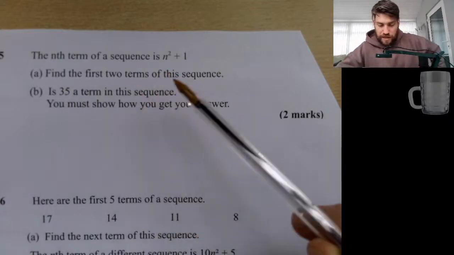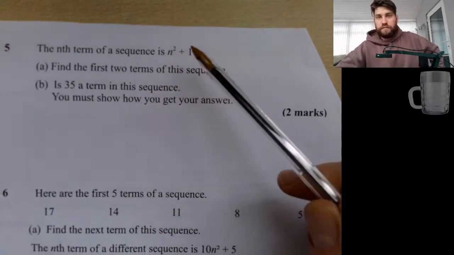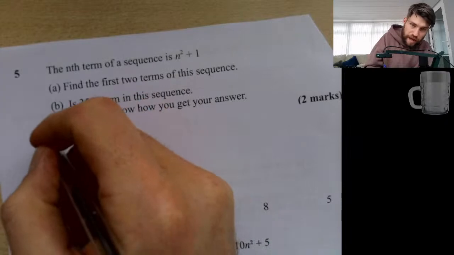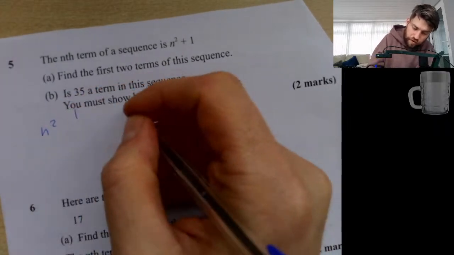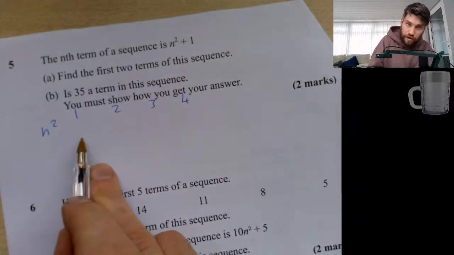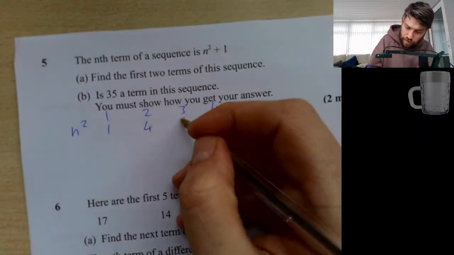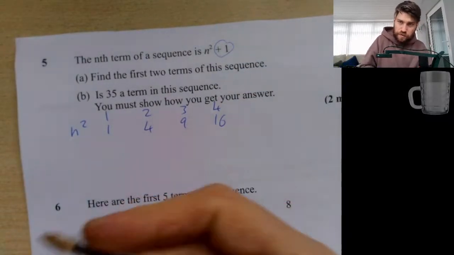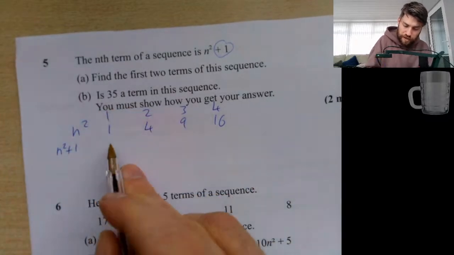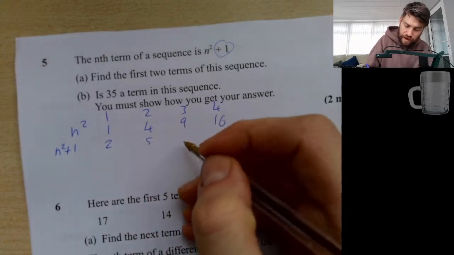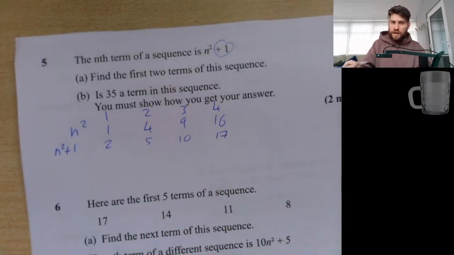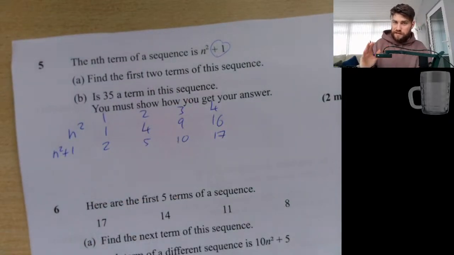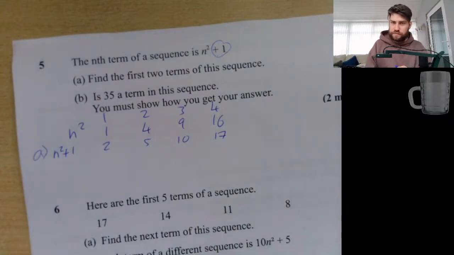Right, so find the first terms of the sequence. It's basically saying you get the number, you square it, then you add 1. So like before, the n squared: first number, second number, third number, fourth number. So you square numbers: 1, 4, 9, 16. The plus 1, which is this bit, you're then going to add 1 to each of those. So n squared plus 1. Add 1 to this one, that'll be 2, 5, 10, and 17. So the first two terms, and I've done more than that just to show you, will be 2 and 5. That's it. So that is part A done.